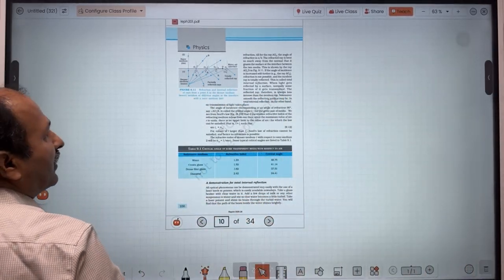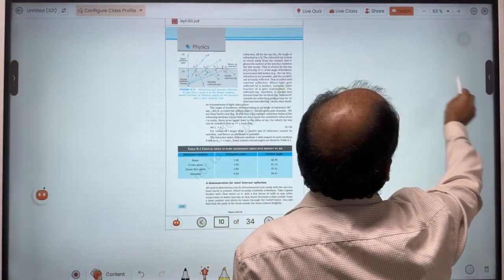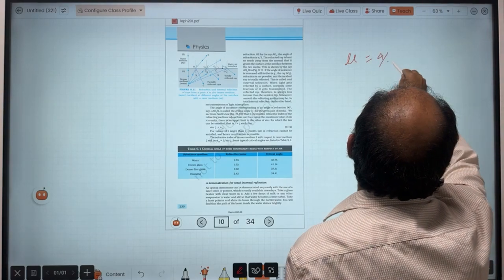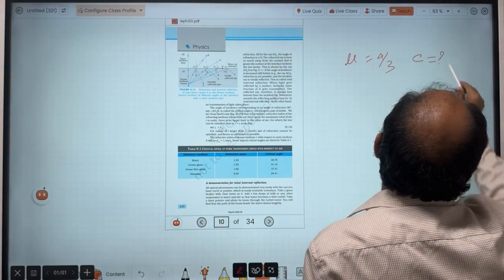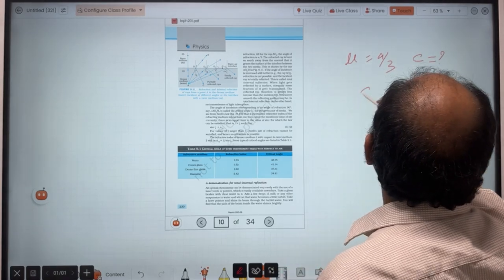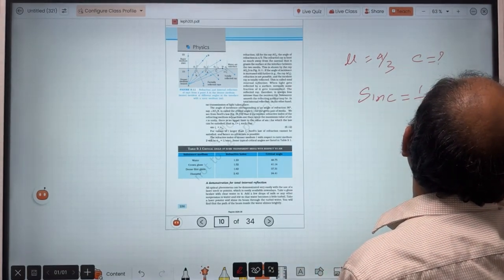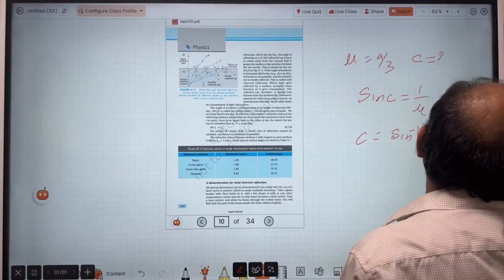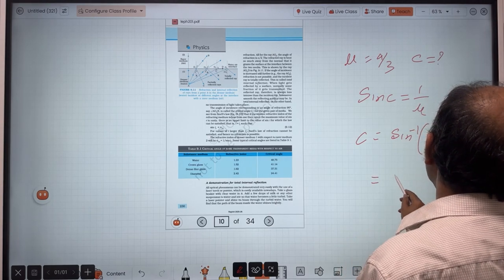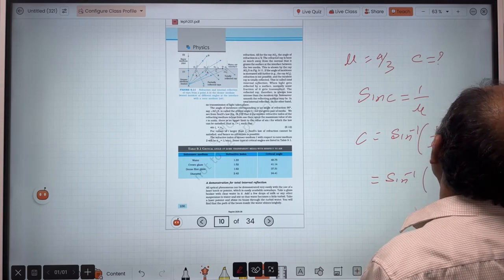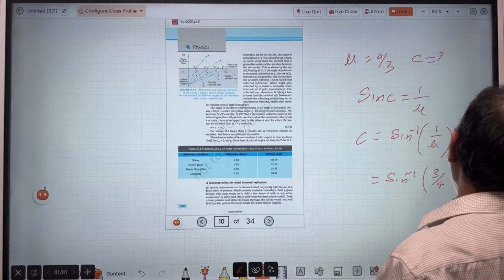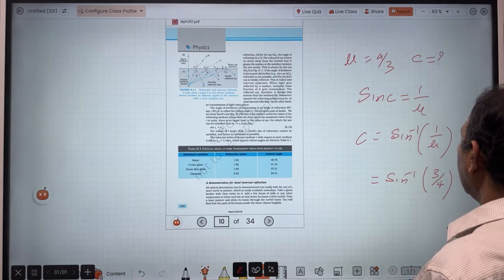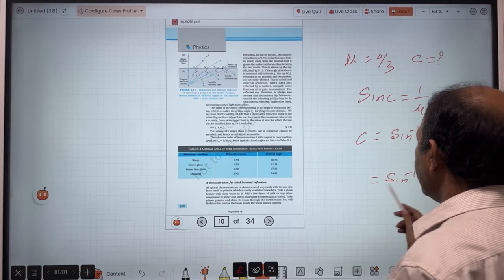And a reverse case: suppose the refractive index is given, say mu is 4 by 3, and you have to find the critical angle for it. You know very well sine C equals 1 upon mu, or C equals sine inverse of 1 upon mu. You can put in the value, and this becomes sine inverse of 3 by 4. Now you can use the table, or you can use a calculator.